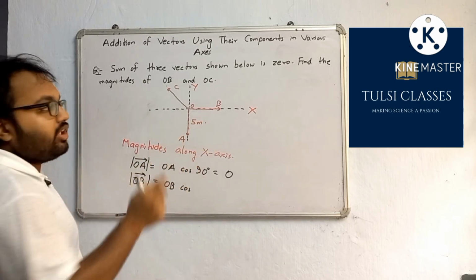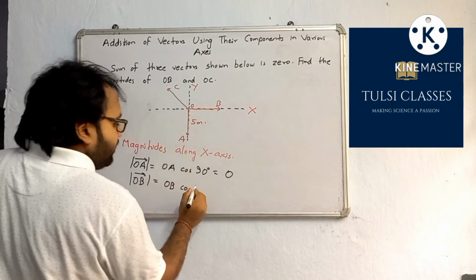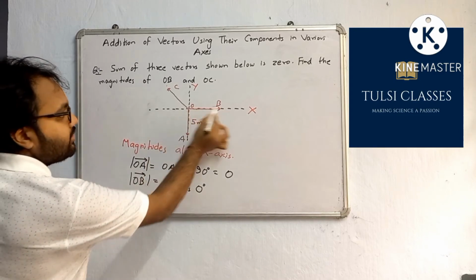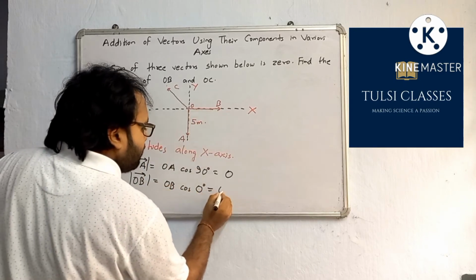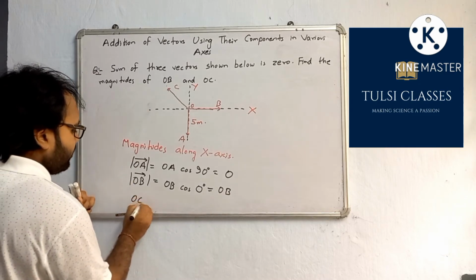What angle is OB making with the positive x direction? It is 0 degree, as it is along the x direction. OB cos 0 degree is equal to OB only, as cos 0 degree is equal to 1. Now OC.